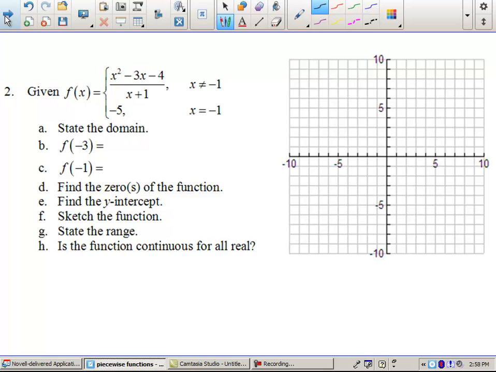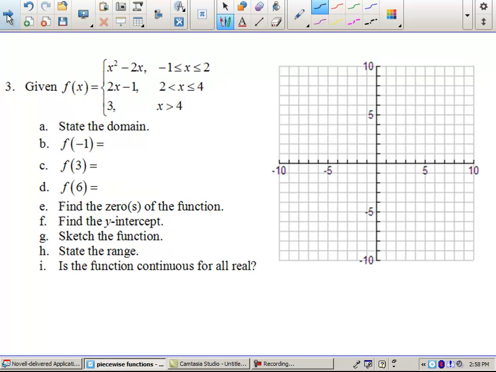Okay, I'm going to skip number 2, leave it just for a second in case you want to try it. It's very similar to number 1. And I'm going to move on to number 3. Number 3 is broken up into 3 pieces.